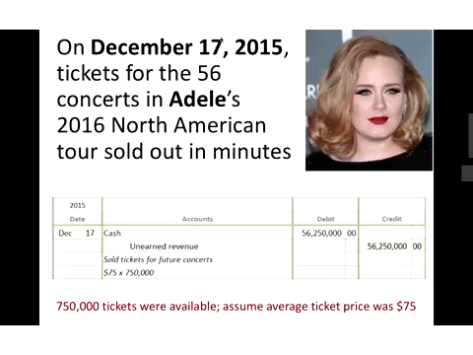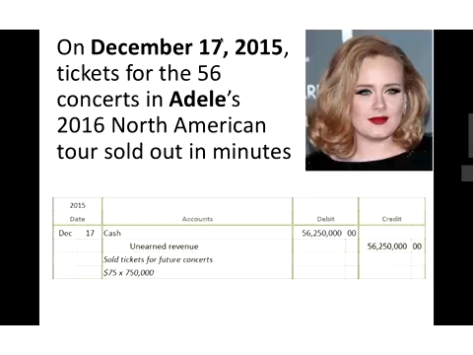So on December 17th, 750,000 tickets go on sale, average selling price $75. Cash coming in to Adele is $56,250,000. So she's getting over $56 million. She has an asset for cash. Obviously the bank account's fat. But on the other hand, that credit is to unearned revenue. That is a liability. It is a current liability because her obligation is within the next year. She has to perform all these concerts. So that's the first thing. That's when she initially recognizes this liability.